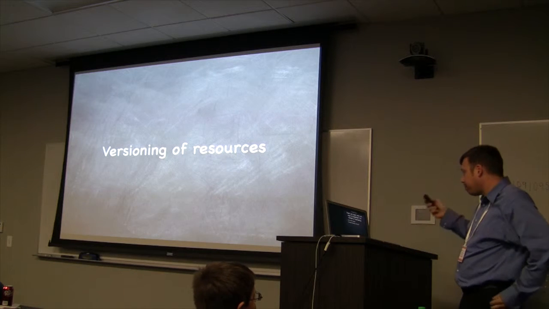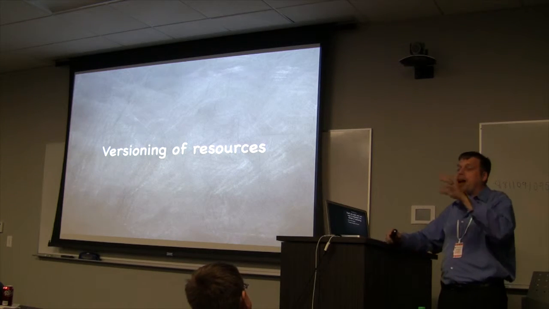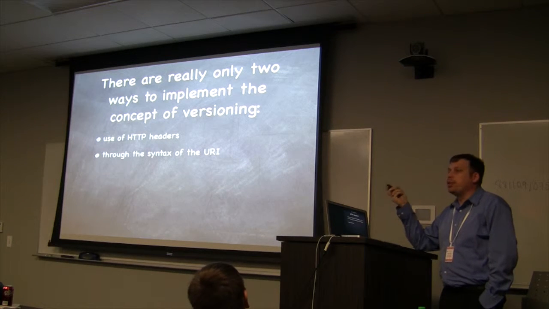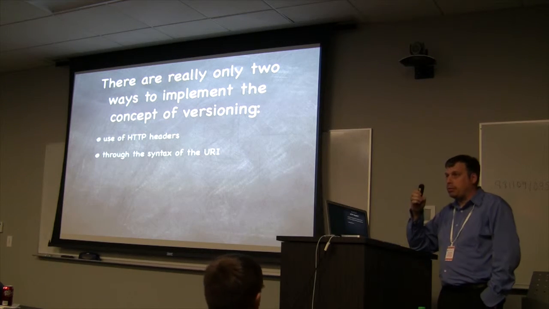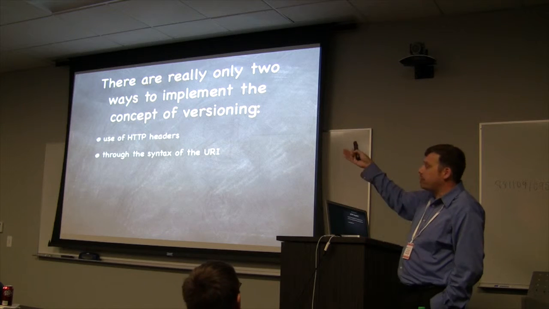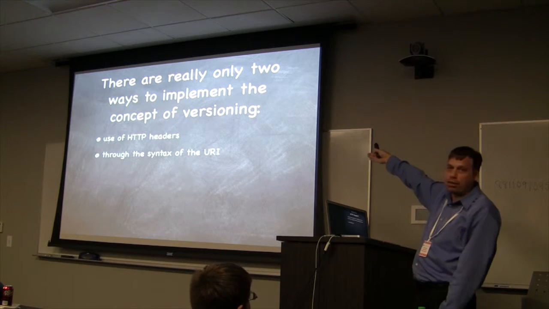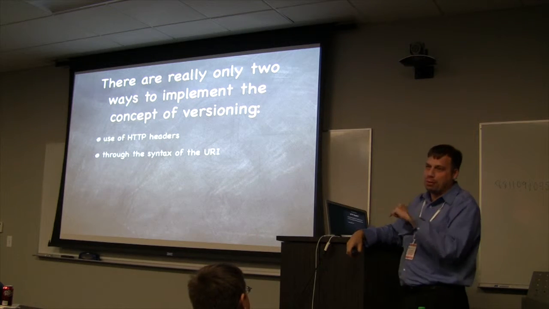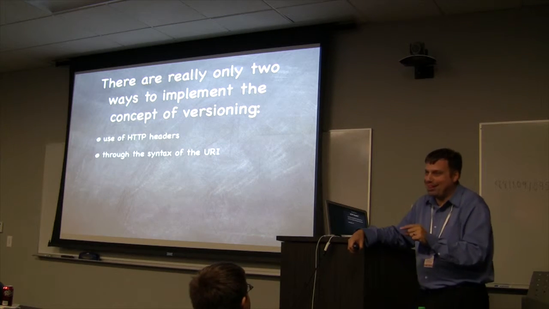There are really only two ways to implement the concept of versioning in your API. You can either use HTTP headers, or you can do it in the syntax of the URI. Now, obviously, based on what I said earlier, you should be using HTTP headers for it, and not the URI. Except I disagree with myself on this one, and you shouldn't be using headers.